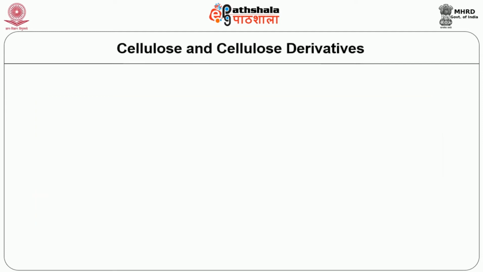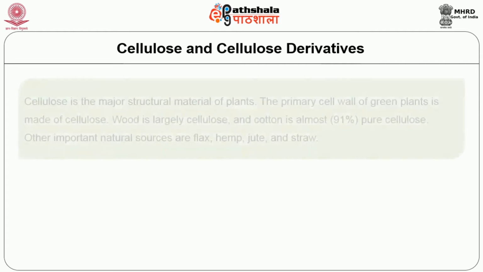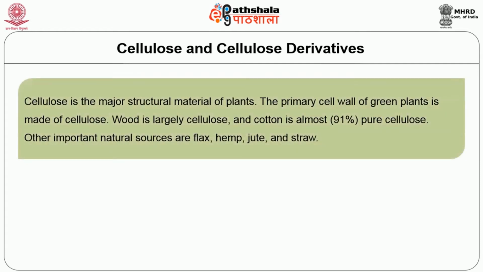Cellulose and cellulose derivatives are the next group of compounds that need attention. Cellulose is a major structural material of plants. The primary cell wall of green plants is made up of cellulose. Wood is largely cellulose and cotton is almost pure cellulose. Other important natural sources are flax, hemp, jute and straw.